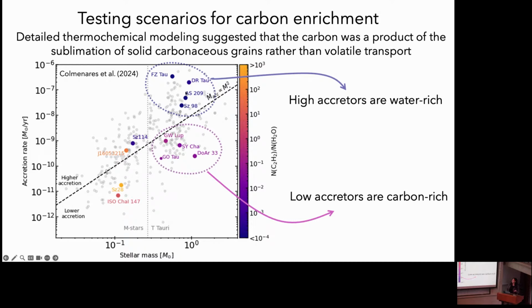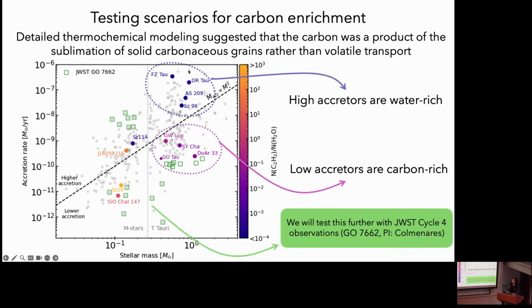So the color indicates that it's rich in water, whereas the ones that had relatively low accretion rates were rich in hydrocarbons mostly. But we could not extend this conclusion at the time to lower mass sources because there were not that many published at the time. So we proposed for a cycle 4 program that got accepted and will be observed next year, extending it to the edges of these very high and very low accretion rates.